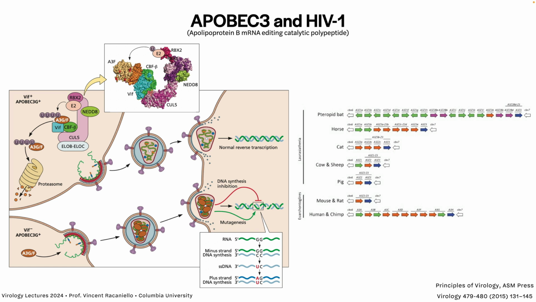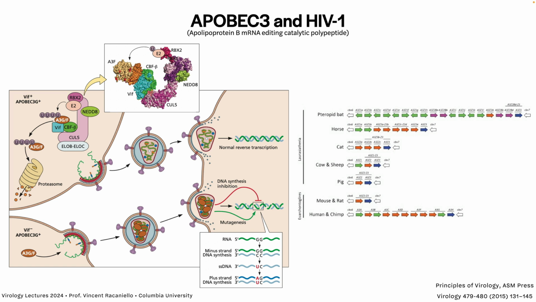Okay, the question is, is VIF a target for antiviral therapy of HIV-1? There are no VIF antagonists that have been licensed. I'm sure people have tried. It's a hard target, right? It doesn't have an enzymatic activity. Proteins with enzymatic activity are the easiest to target with an antiviral because you don't have much of the enzyme.